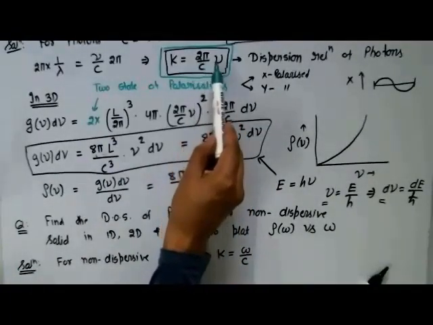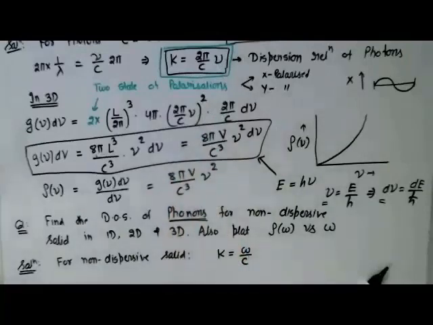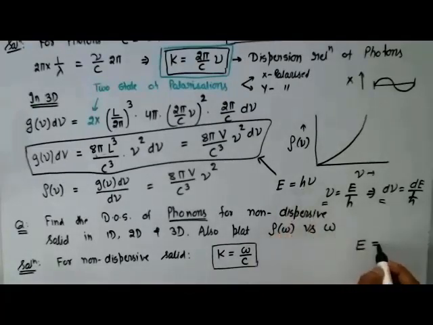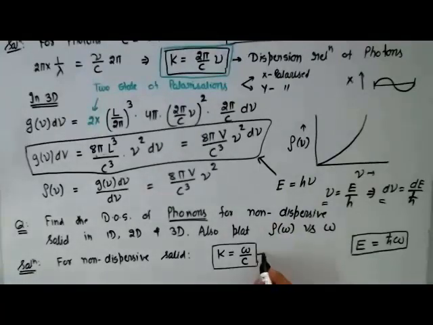Now 2 pi times nu becomes what? Angular frequency. So for the case of phonons, we always express the particle in angular frequency form. And if you want, you can convert here also, like for photons we write E equal to h nu, so here what will we write? E is equal to h cross omega. But this is the dispersion relation.